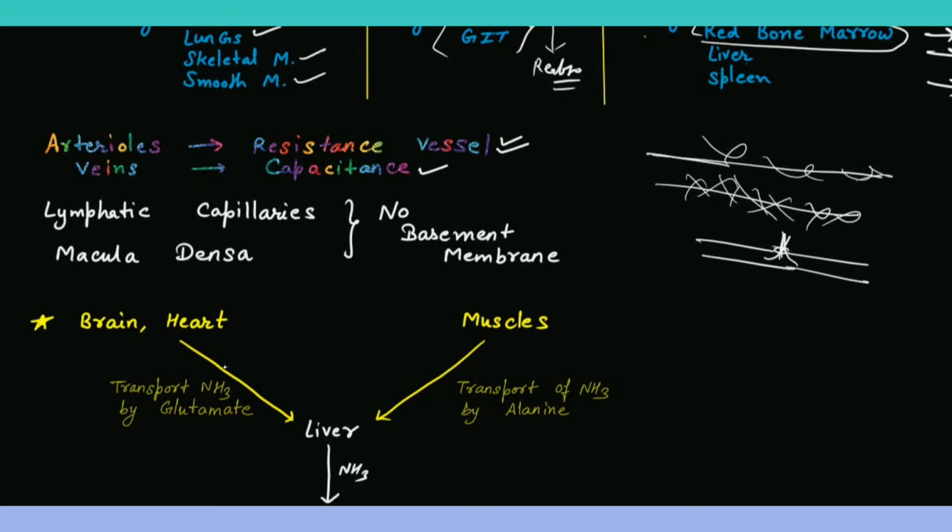Then one more important keyword: lymphatic capillaries and macula densa. We are talking about capillaries here. Remember which capillaries don't have a basement membrane; sometimes they give you absent basement membrane, sometimes thin basement membrane. That is lymphatic capillaries and macula densa. Remember, thin or no basement membrane: in the question they will give you lymphatic capillaries or macula densa.